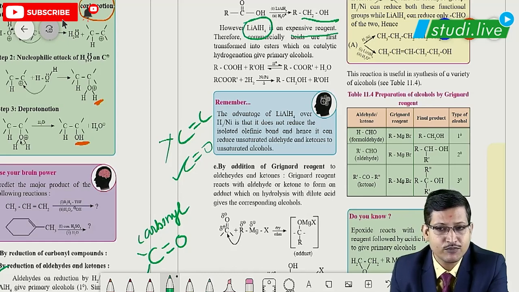What is an olefinic bond? Carbon-carbon double bond. And hence it can reduce unsaturated aldehydes and ketones to unsaturated alcohols. That unsaturation will remain as it is because there is no reaction for carbon-carbon double bonds. That's a very important point to note. Alright, so this is all about the reaction.